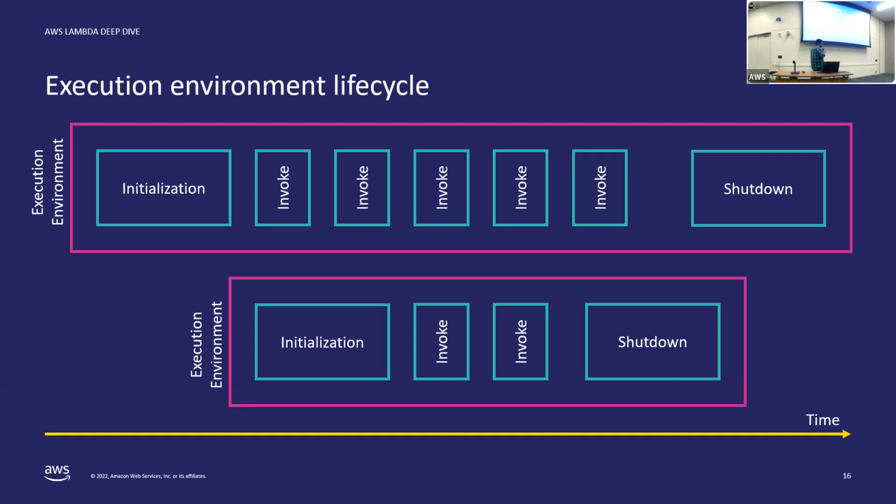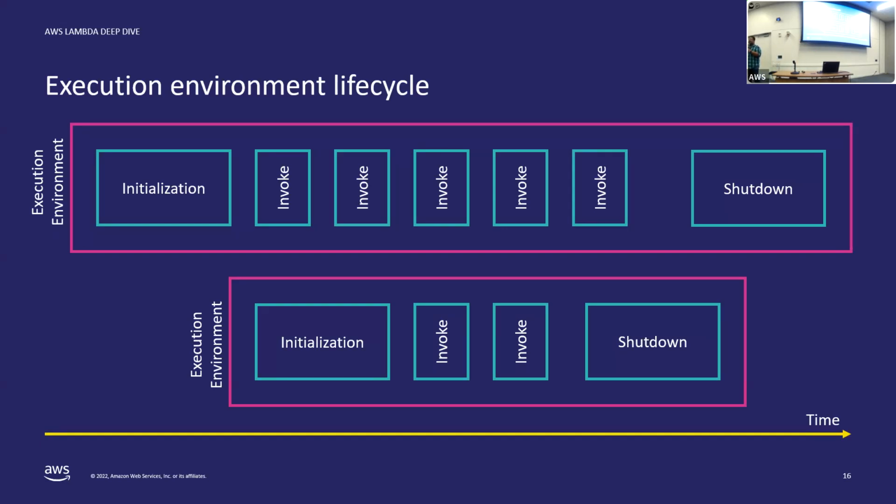Now think about this at scale. What if 100 requests come in and you need that many execution environments? So what matters the most is how small you can make those blocks, the initialization block and the invoke block.